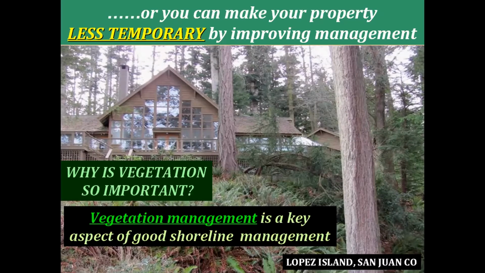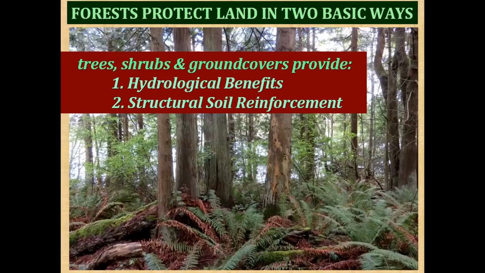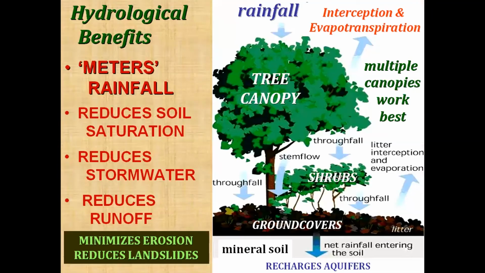Well, I'll tell you. Forests protect land in two basic ways. Trees, shrubs, and ground covers provide hydrological benefits and structural soil reinforcement. The hydrologic benefits include metering rainfall. John talked about the effects of rainfall. Rain falls on the land. It's intercepted by the tree canopy.